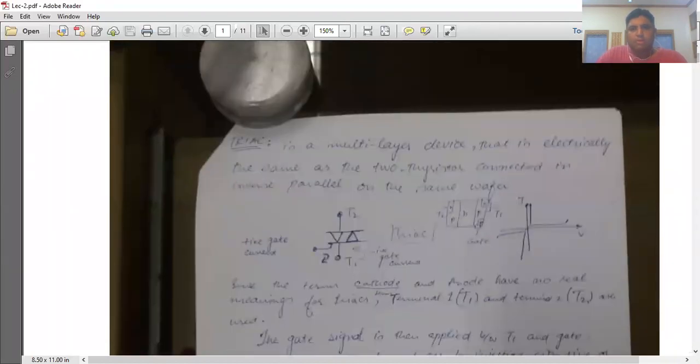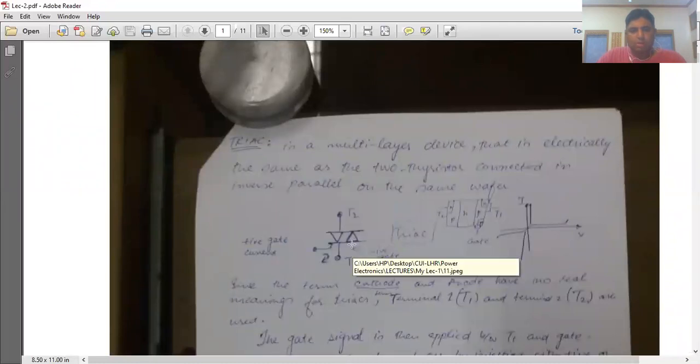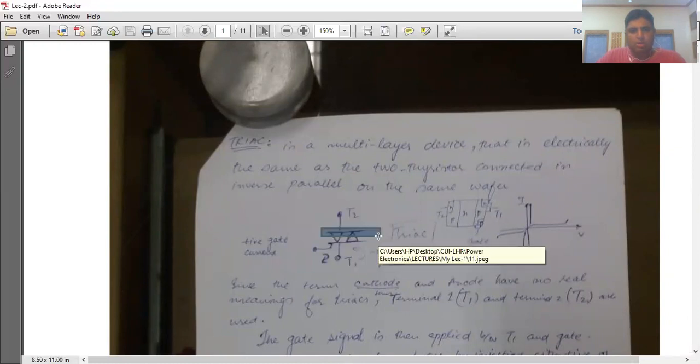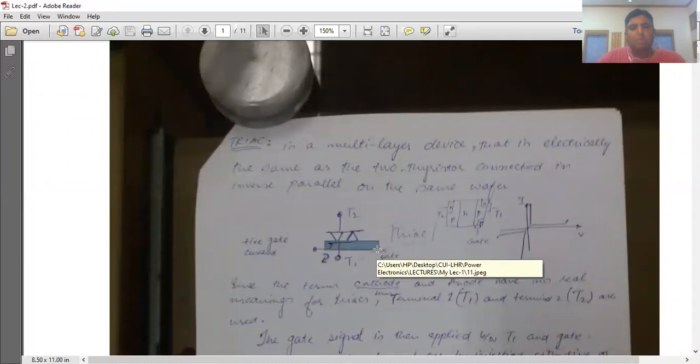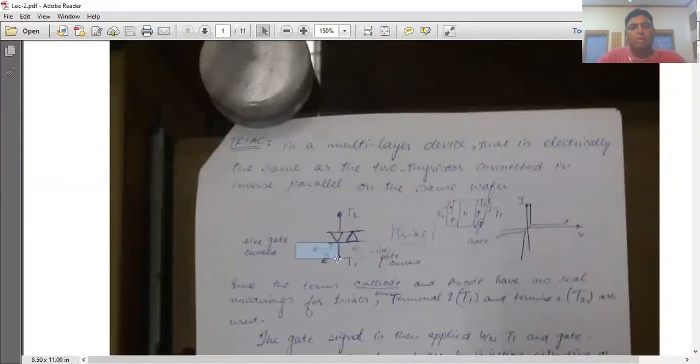Triac is a multi-layered device that is electrically the same as two thyristors connected in inverse parallel on the same wafer. You can see there are two thyristors connected in inverse parallel. This side has the anode of one thyristor and the cathode of the other thyristor. Similarly, the other side has the anode of one thyristor and the cathode of the other. And then we have this gate terminal.